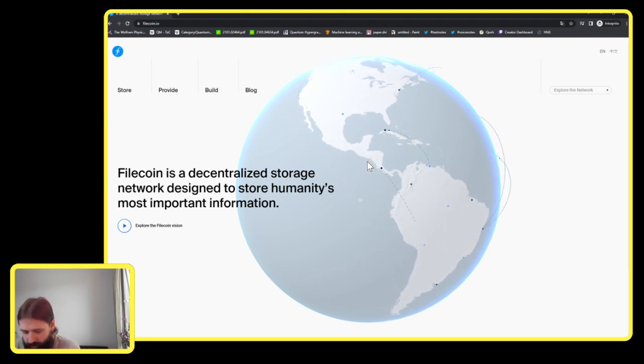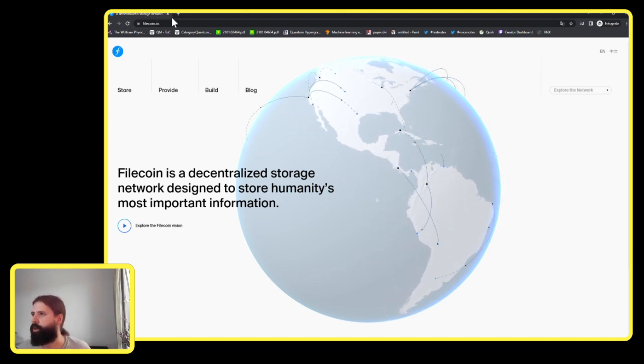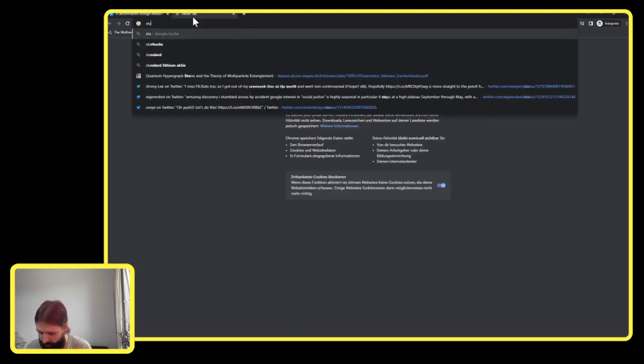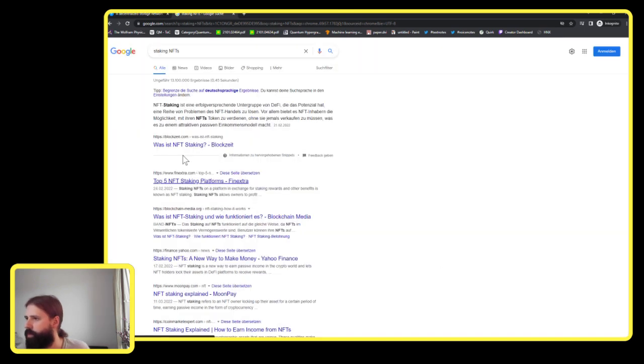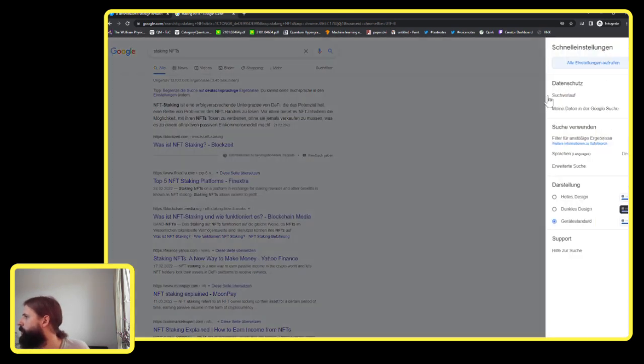What is it that someone's looking for, like staking NFTs? What's the value of staking NFTs? What is it that you're doing with them?